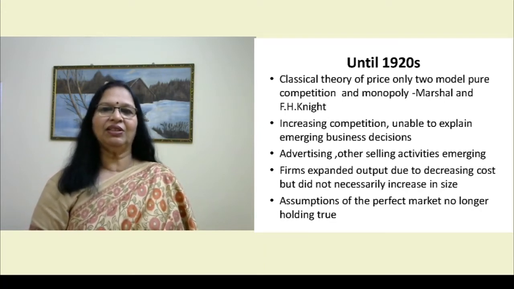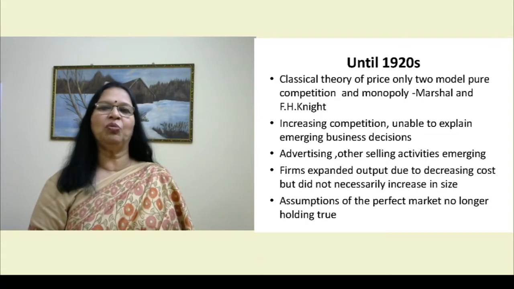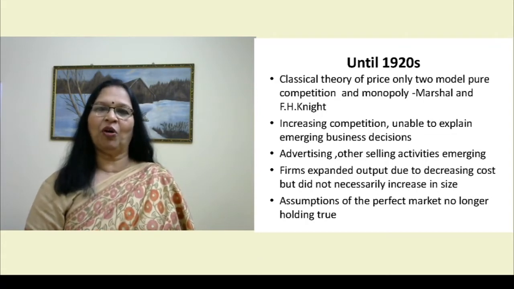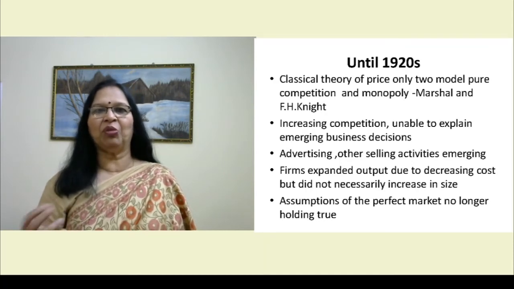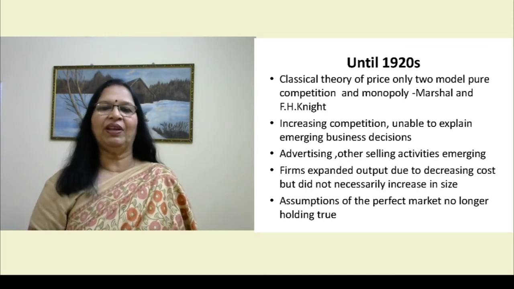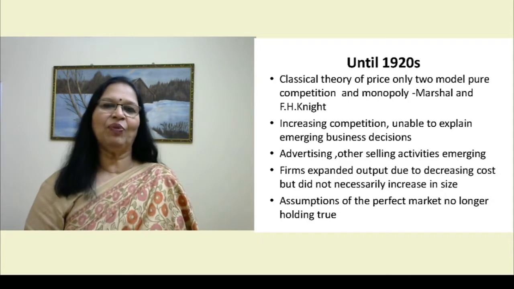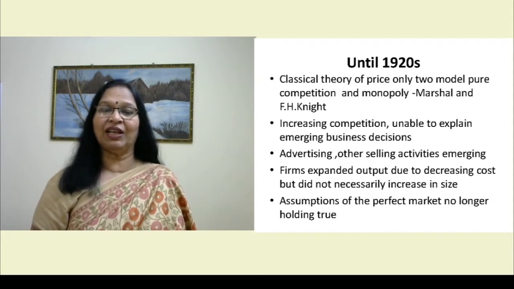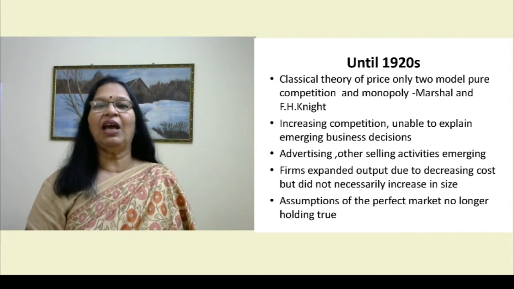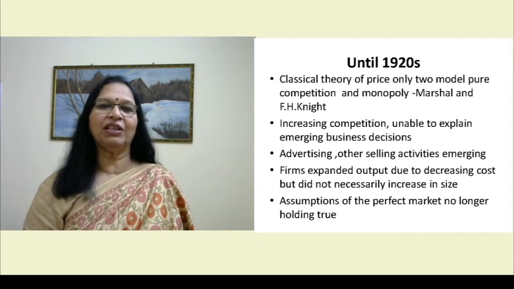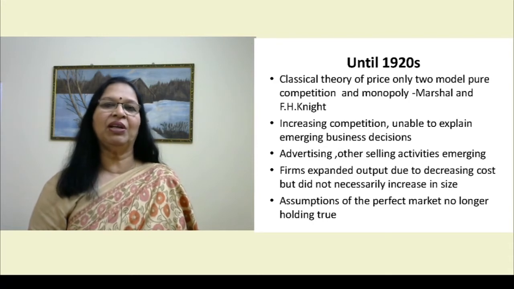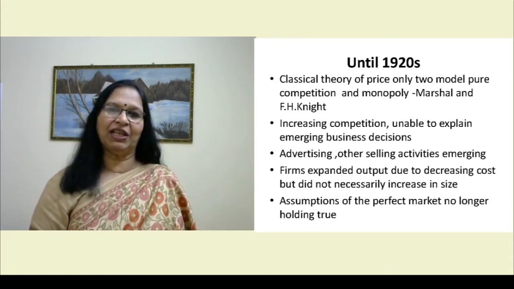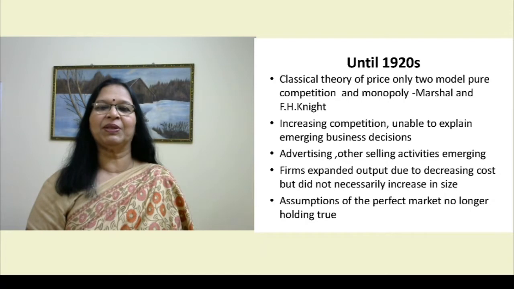Now, the classical theory of price had only two models of competition, and that was the perfect market on one extreme and monopoly on the other. So, as time went by, we see that there is increasing competition, and the perfect market and monopoly were not able to explain the emerging business decisions that were being taken by firms.